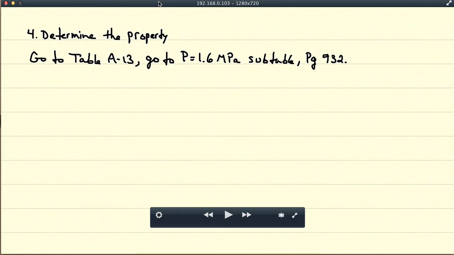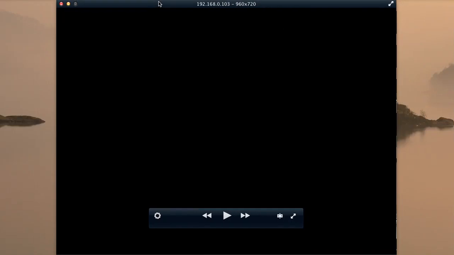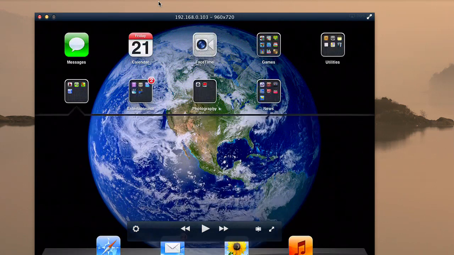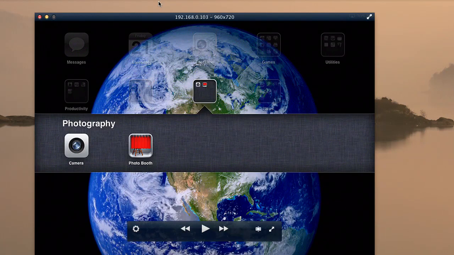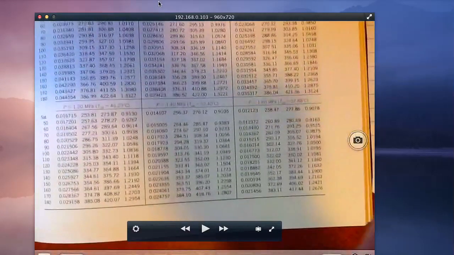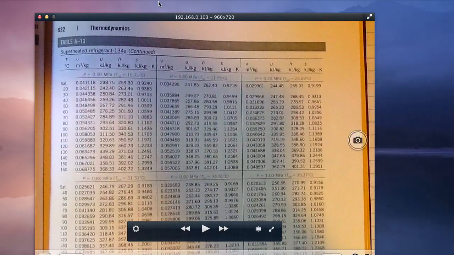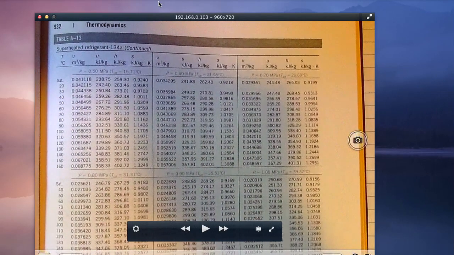Well, we can go ahead and go back to our camera mode. Getting pretty good at this. Not really. Okay, so we're back now in our camera mode, and I am in table A13, superheated R134A.